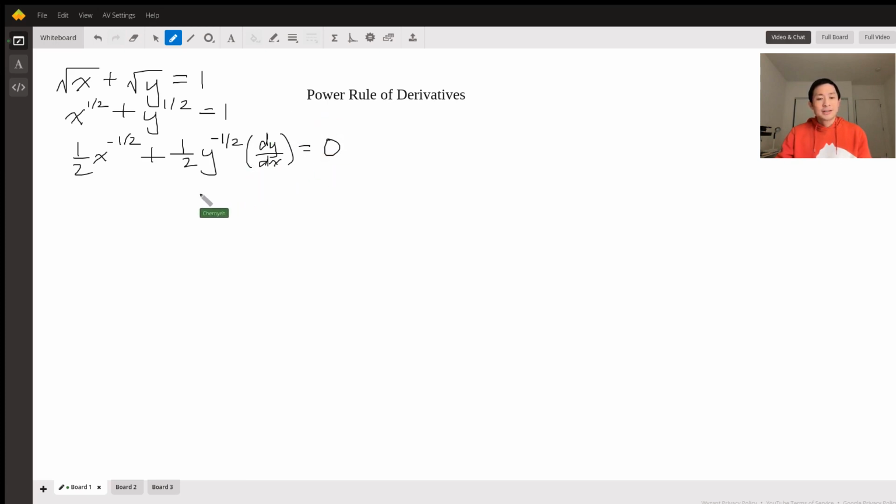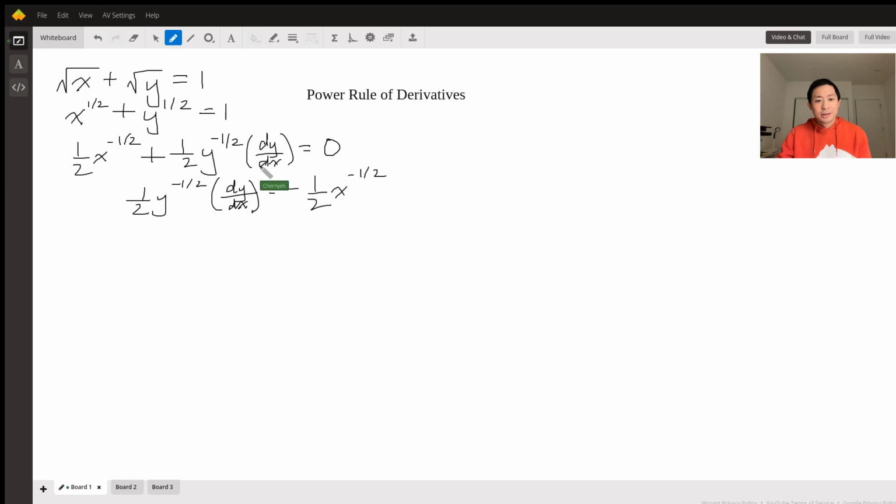Now, let's solve for dy over dx. And we can do so by first subtracting 1/2 x to the negative 1/2 power to the other side. So I'm going to do just that. So that will be giving us 1/2 y to the negative 1/2 power times dy over dx, and that is going to equal negative 1/2 x to the negative 1/2 power.